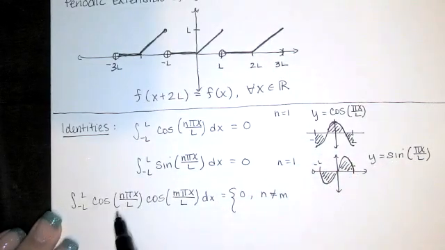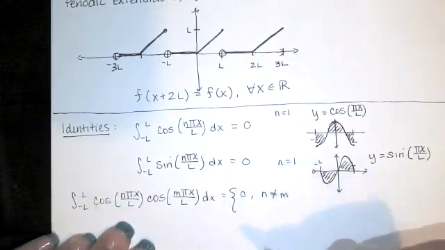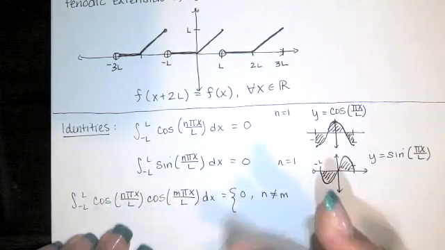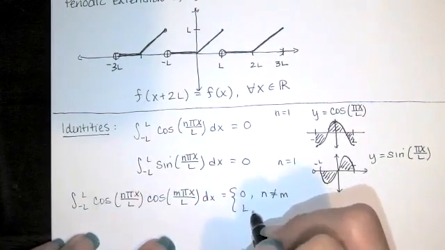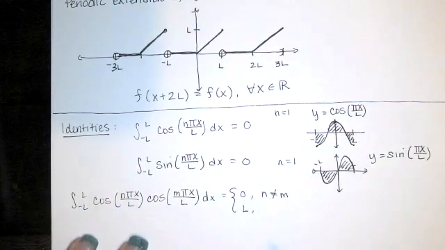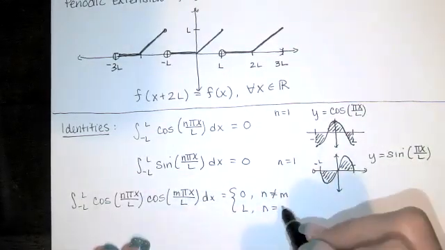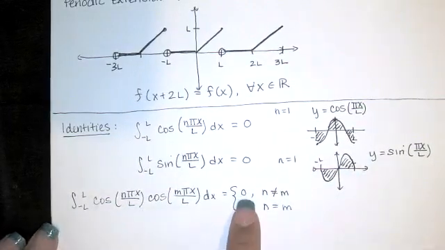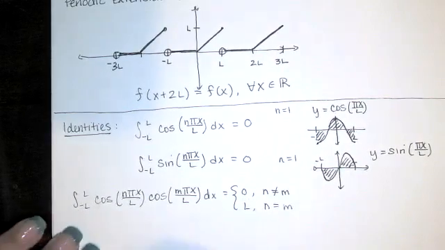And if the frequencies are the same, so we'd have cosine of n pi x over L times itself. So I'd have cosine squared of n pi x over L. I could use power reducing formulas from calculus 2 to rewrite that and then evaluate the integral. And it turns out if you do all of that calculation, the value of this is L when the frequencies of those 2 functions are the same. Now you can prove that that equals 0 using the product to sum formulas from calculus 2.